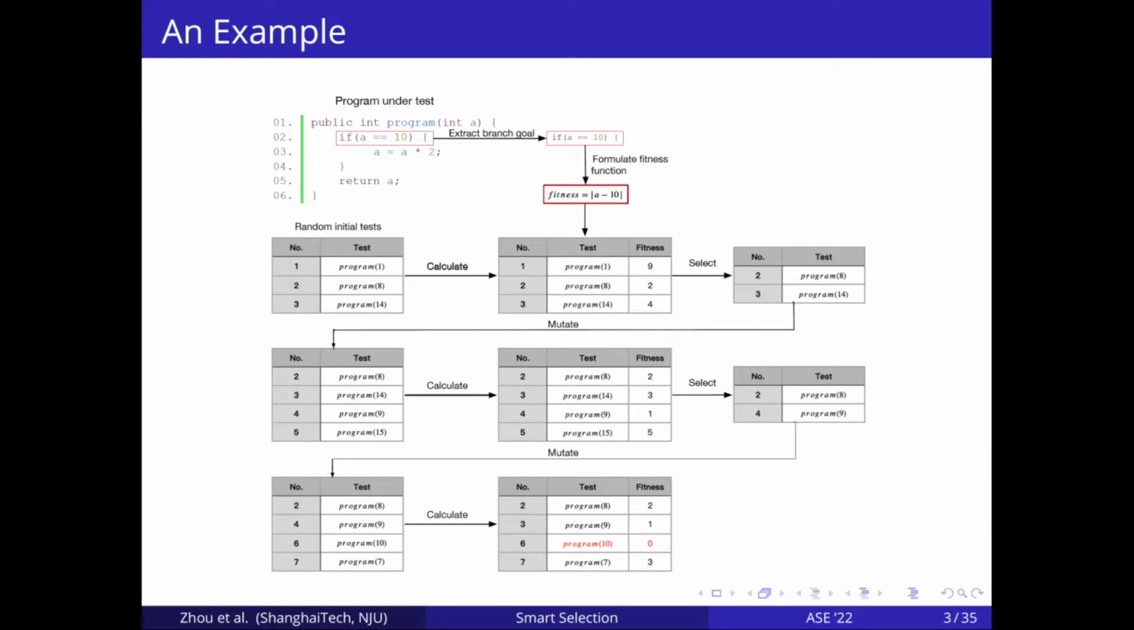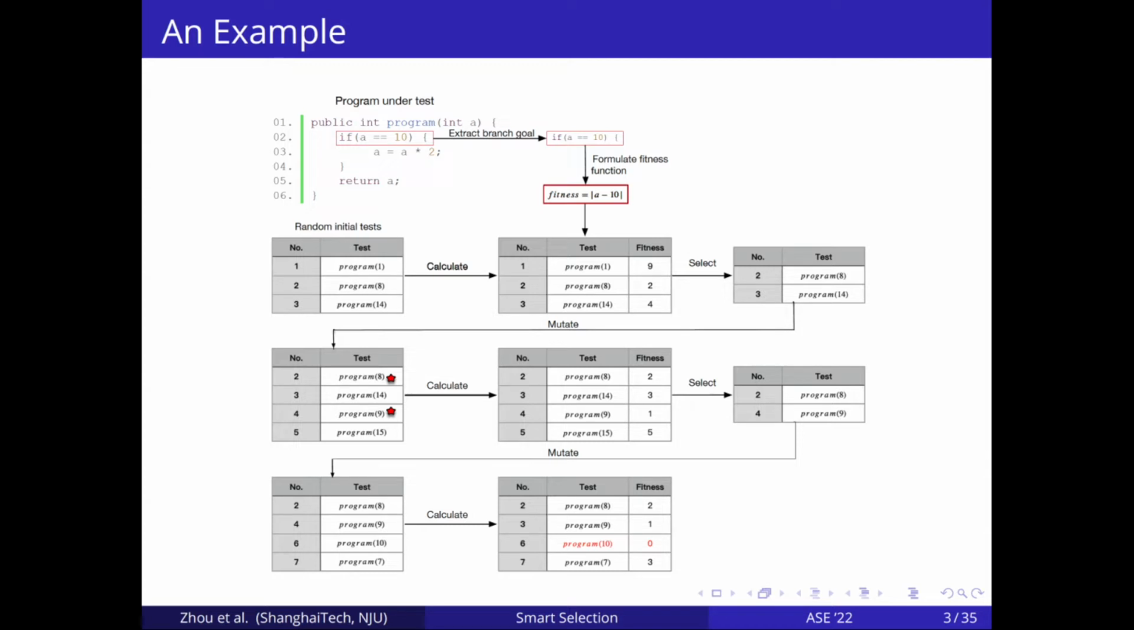Firstly, search-based software testing initializes some tests randomly. Then we can calculate their fitnesses. Note that the number 1 test gets the worst fitness, so we only select the other 2 tests for further evaluation. We do a mutation on these 2 tests. A mutation means doing a slight change on an existing test. For example, we mutate 8 to 9 to get the number 4 test.